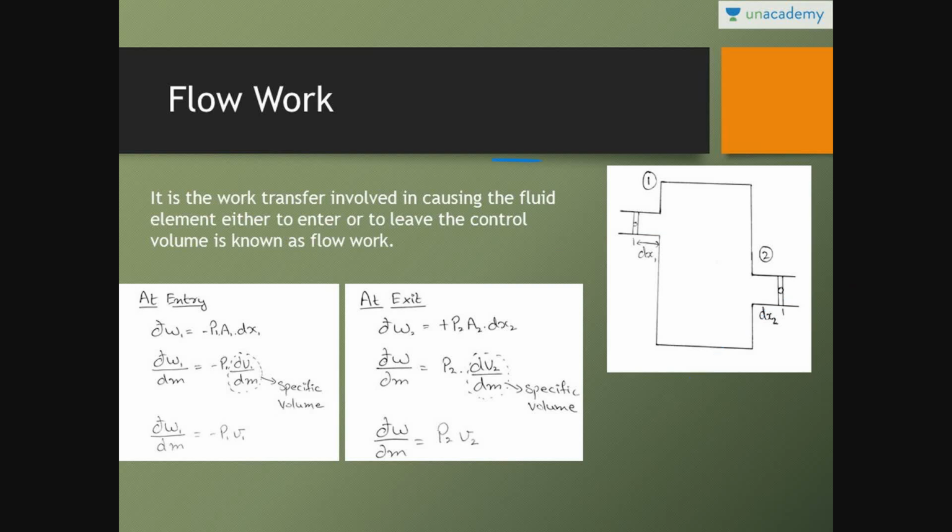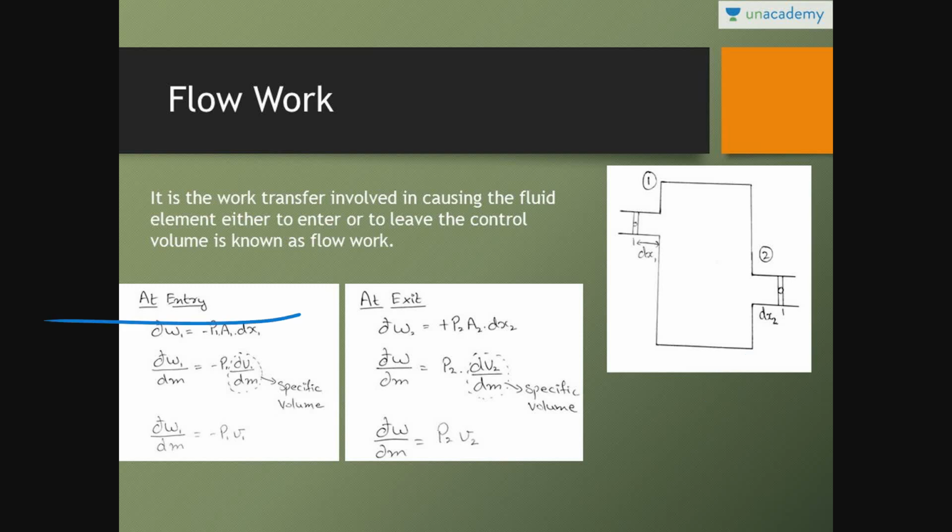So, what is flow work? It is basically the work transfer. Flow work is basically the work transfer involved in causing the fluid element either to enter or to leave the control volume. Right, so how to calculate this entry flow work and exit flow work?